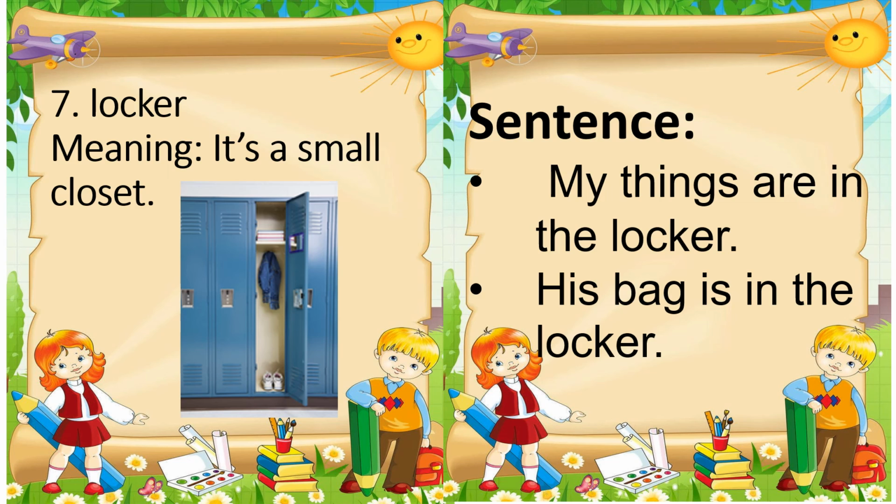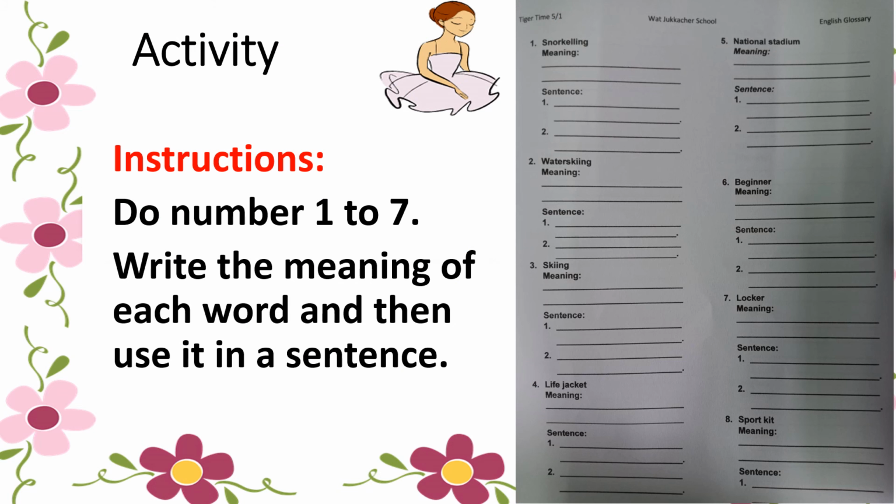That ends our vocabulary review for today. Next, you're going to write those on your booklet. From number 1 to number 7, write the meaning of each word and then use it in a sentence. I already gave the meaning and the sentences, so kindly write those on your vocabulary booklet. For today, you have 7 items. The following numbers we're going to do the next day. That ends our lesson for today.